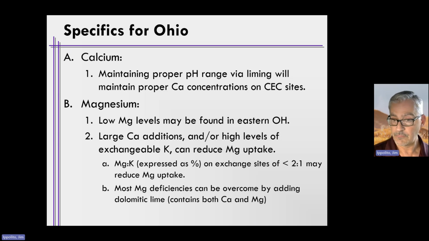All right. And so if it's less than 2 to 1, then we have an issue. Another way of looking at this is that there simply is not a lot of magnesium on the exchange sites as compared to the amount of potassium on the exchange sites. Most magnesium deficiencies certainly can be overcome by adding dolomitic limestone. We need to add a source of magnesium, and magnesium can be added via dolomite, which contains both calcium and magnesium.